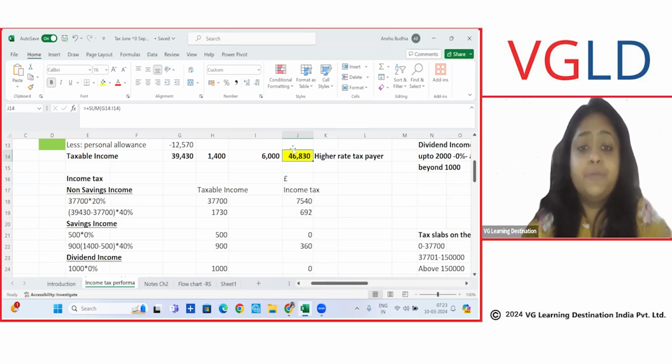Okay, but there is an exception in these tax rates. When we come to dividend income today, you'll understand that dividend income is taxed at different rates. It carries different tax rates that I will cover. Let's go step by step. First, I come to non-savings income. There is no nil rate band for non-savings income. It is straight away put to tax.